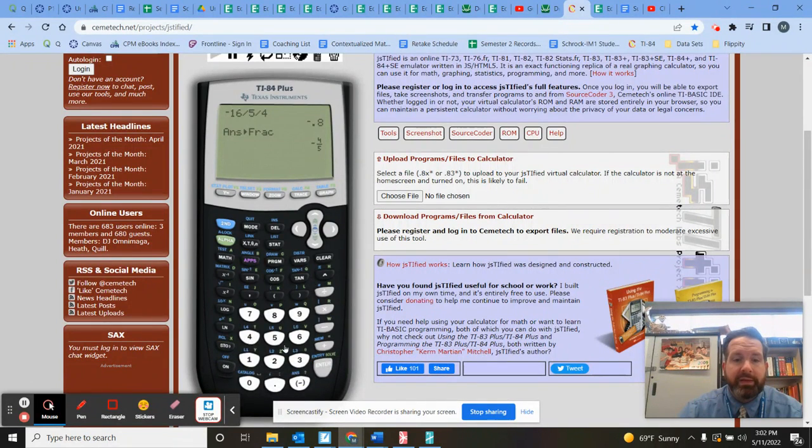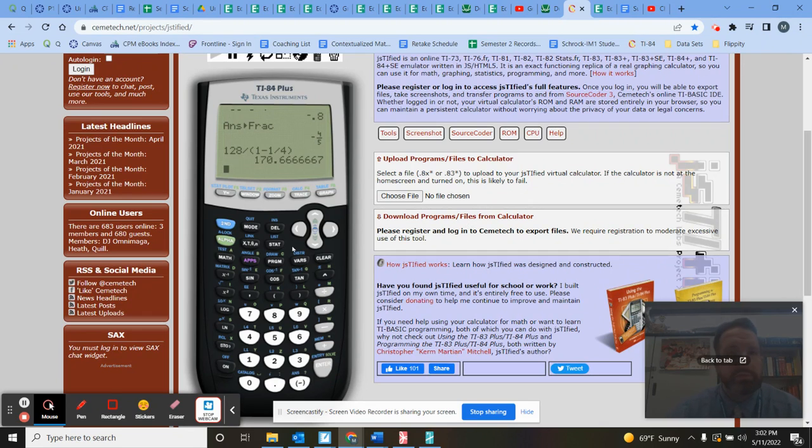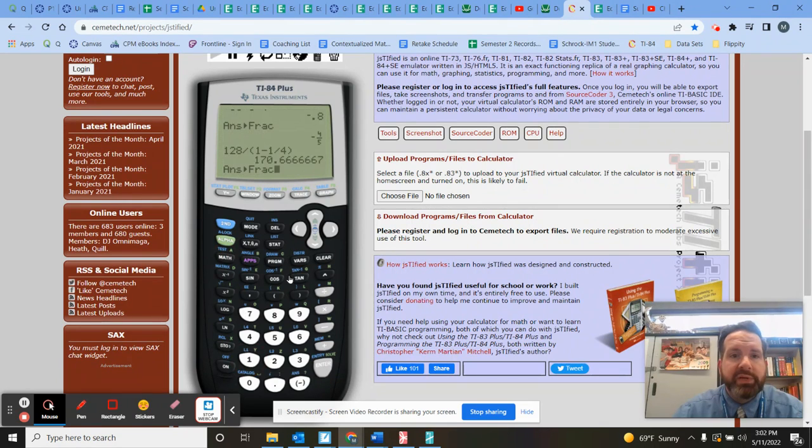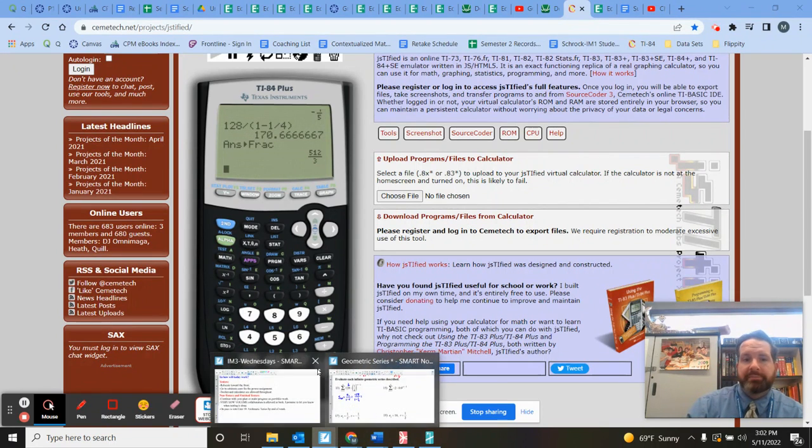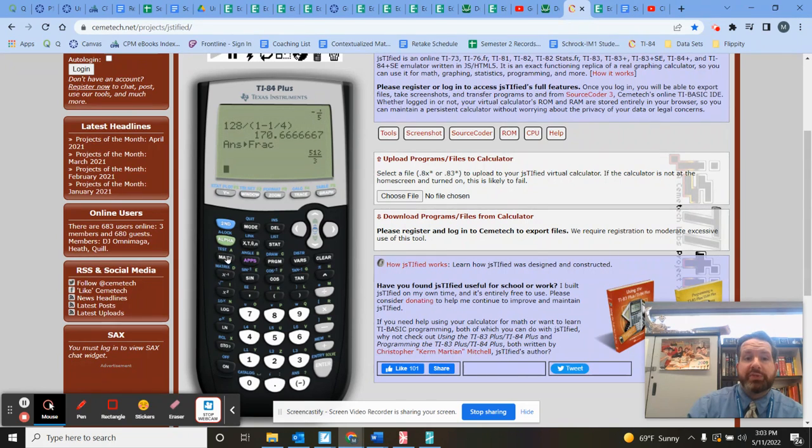So we started with 128, right? Divided by, now put this in parentheses. Your denominator does need to be in parentheses. 1 minus 1/4. And we should end up with, ooh, that's not a bad number. I just want to turn it into a fraction. So 512/3. And again, to turn it into a fraction, press your math button. It's the very first option there in the list.